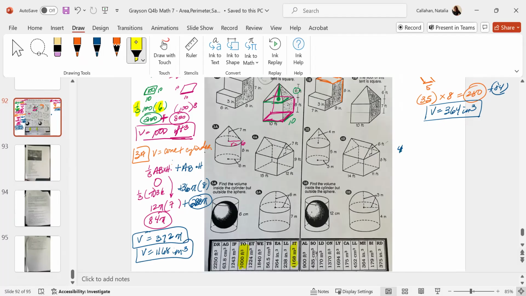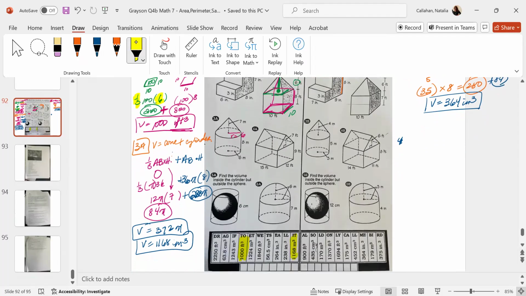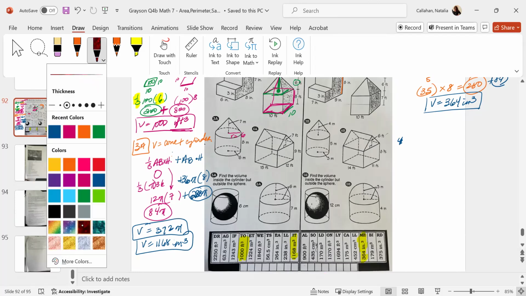Okay, next one that we did was 1B, 364. Cross that out too. You see that? So if you don't have the answer, like 372 pi, look at the answers. There's no pi, so make sure you multiply by 3.14. All right, let's go on to the next one.